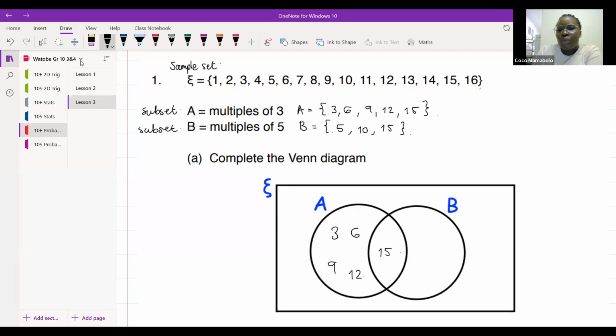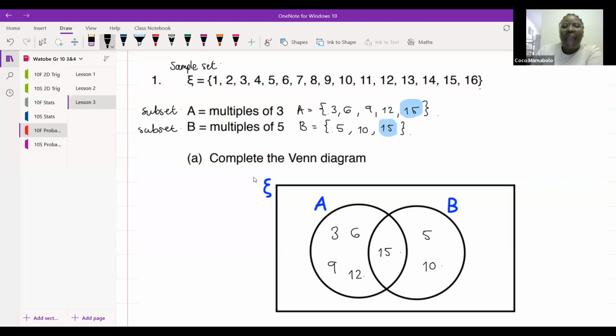Can anybody explain why I put the 15 in between here where these two circles interlink? Ma'am, we put the 15 in between the A and the B because it's both a multiple of 3 and 5. Beautiful, good. It's in both sets, right? Excellent, that's exactly the answer I was looking for. So I put the 15 in here, and then I'm going to take 5 and 10 and put them in set B because that's what's missing. And 15 is already counted for because it's in between set A and set B.